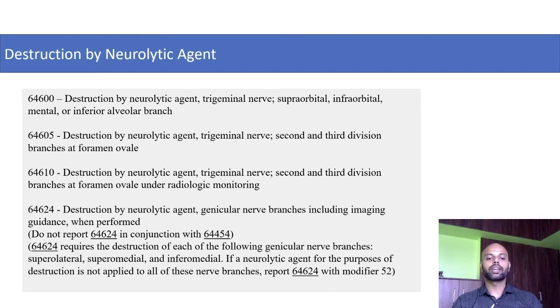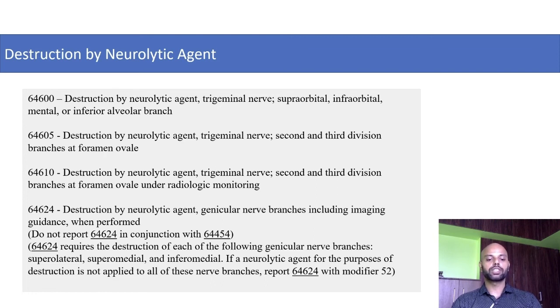Destruction by neurolytic agent. When the provider uses alcohol as a neurolytic agent for the destruction of nerves to control the pain, that's called destruction by neurolytic agent. CPT 64600 is for trigeminal nerve. CPT 64605 is for trigeminal nerve second and third division branches at foramen ovale. 64610 is for trigeminal nerve second and third division branches at foramen ovale with radiologic monitoring.